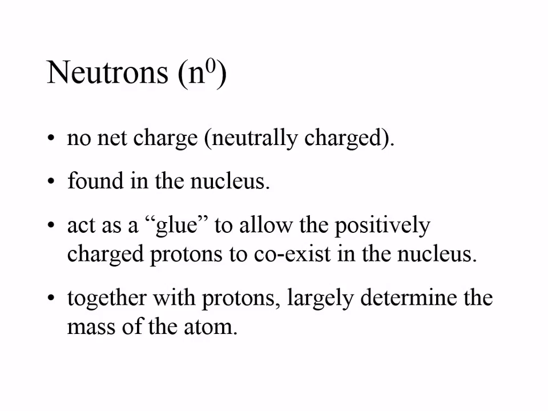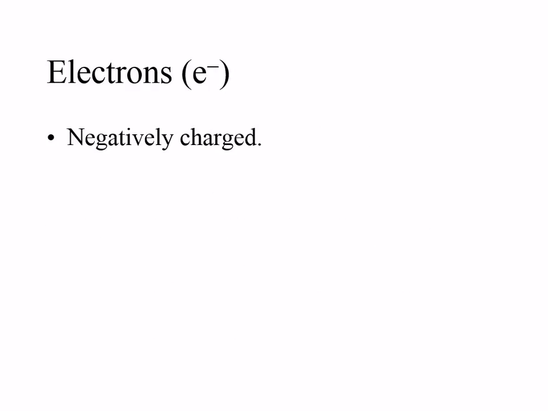Okay, so on to the last one. Electrons, an E with a superscript negative sign, are negatively charged. They're found in a cloud outside the nucleus.